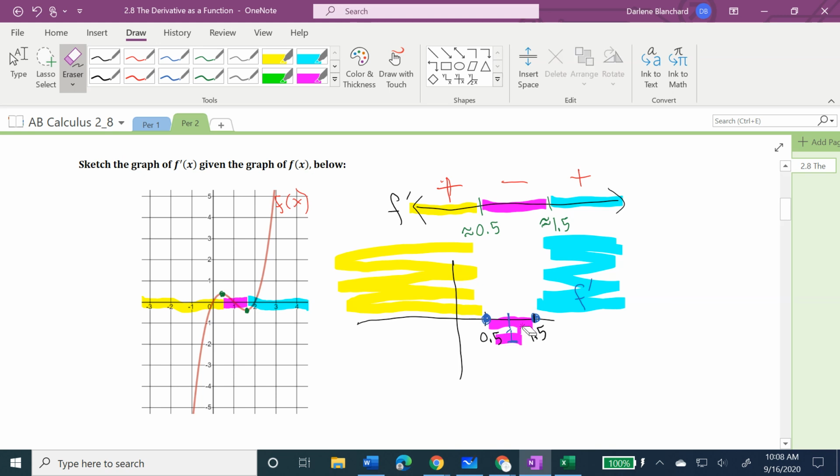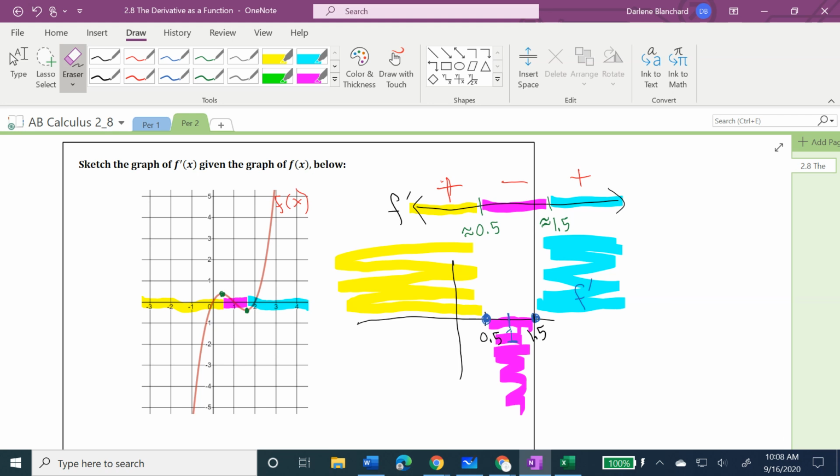I just erased something I needed to have. Okay. Erase. There we go.